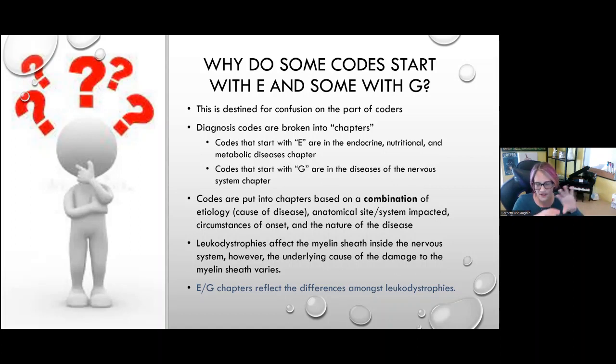Those codes are put into chapters based on a combination of different things. As Dr. Bonkowsky mentioned earlier, some of it's a little bit political savvy, trading off what makes the most sense. So there are multiple things that come together to make that decision. But if you're looking towards driving usage of these codes, making sure that coders understand this is going to be really important, because it can be very confusing to a coder. It's like, but it impacts myelin sheath. Well, there's a little more to it. So you have some codes that start with E and some that start with G, and that's just reflecting the vast differences amongst the leukodystrophies.